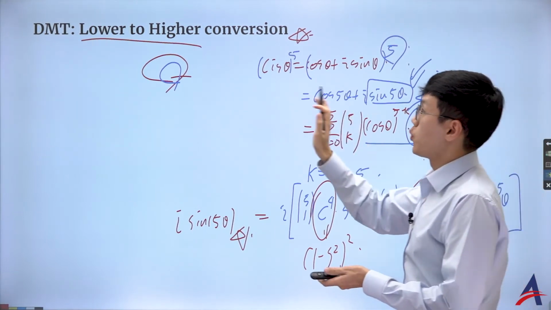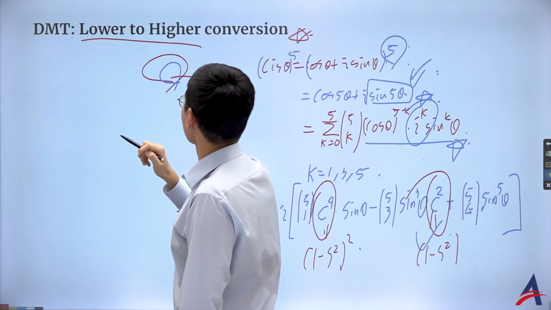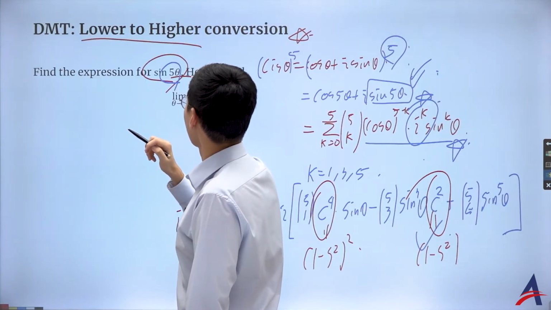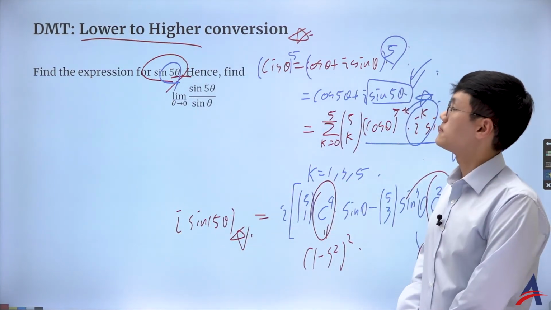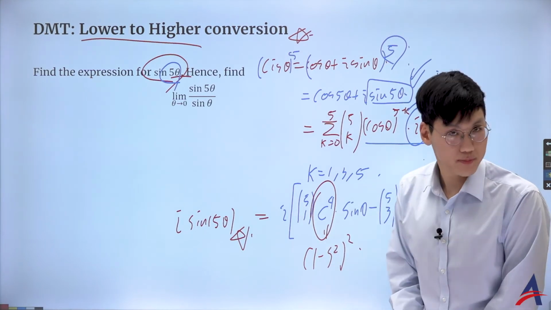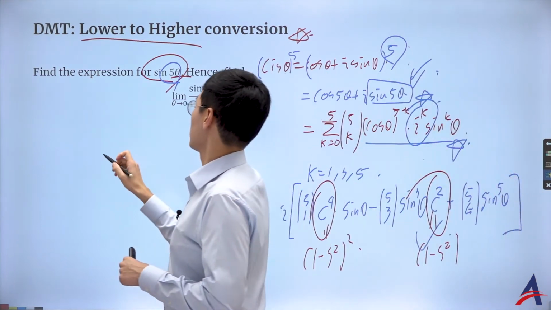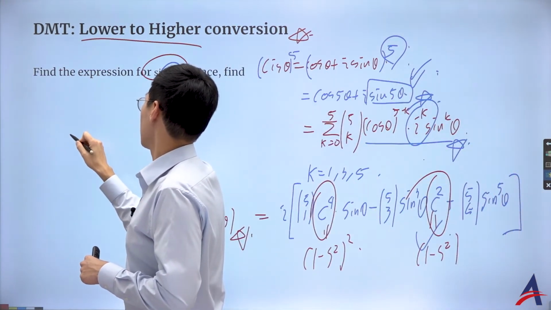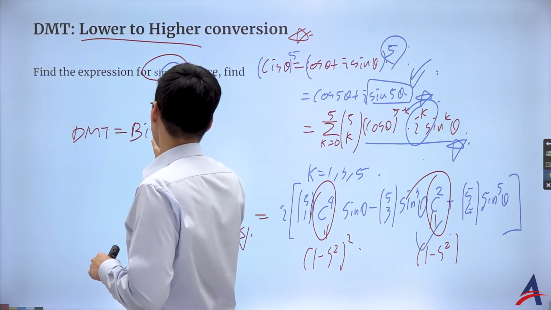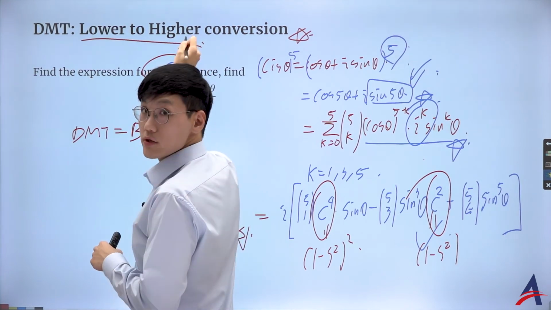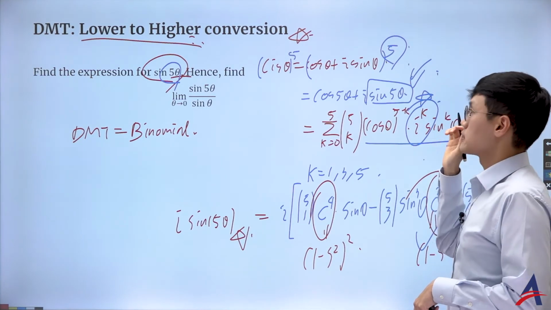So if you want the lower to higher power, what you're going to do is to use the DMT, and then compare with the binomial expansion, depending on the real part or imaginary part. That's it. So lower to higher power, what do we do? Compare between the DMT expansion and then the binomial expansion. Right, so that will be the lower to higher. Very common practice. We're going to see over and over those multiple applications, and let's dig in more.